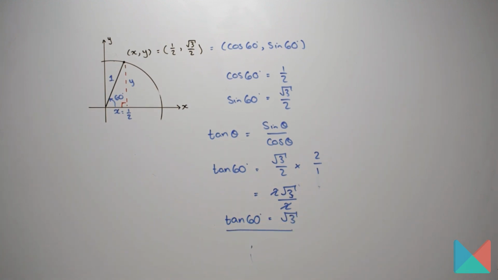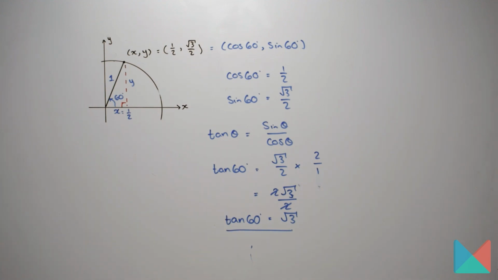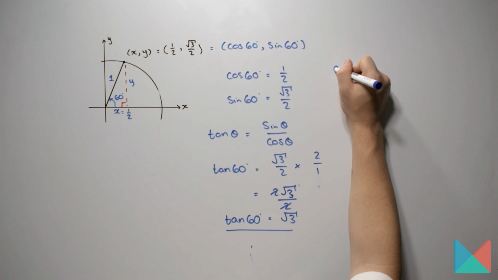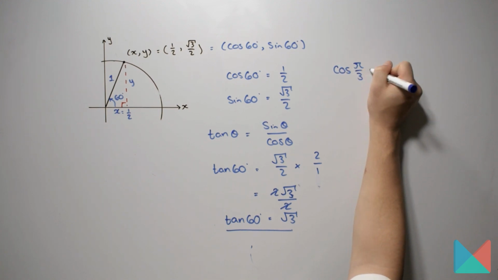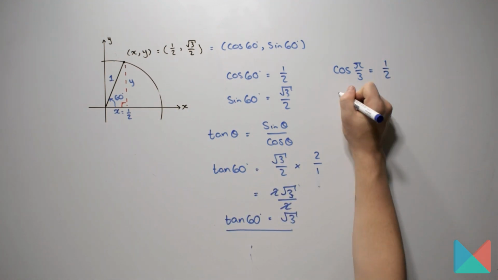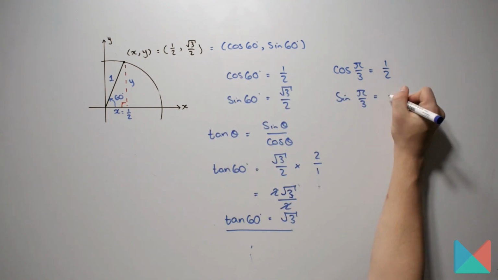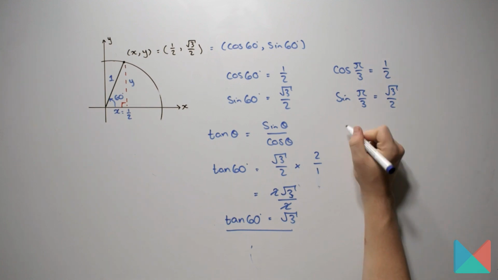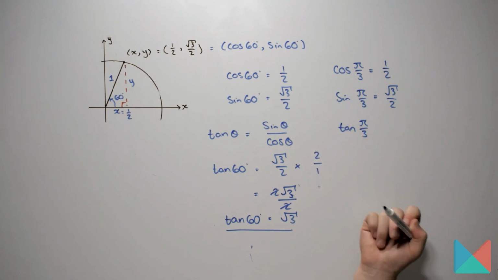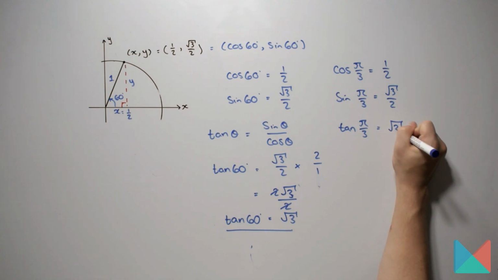Now we can also interpret these coordinates in terms of radian measure. And so, for example, we know that 60 degrees is pi on 3 radians. And so cos of pi on 3 radians will equal our x component, which is going to be 1 over 2. And sine of pi on 3 radians is going to equal our y component, which is root 3 on 2. And tan of pi on 3 radians is the ratio of sine and cosine of pi on 3, which is going to simplify into root 3 again.